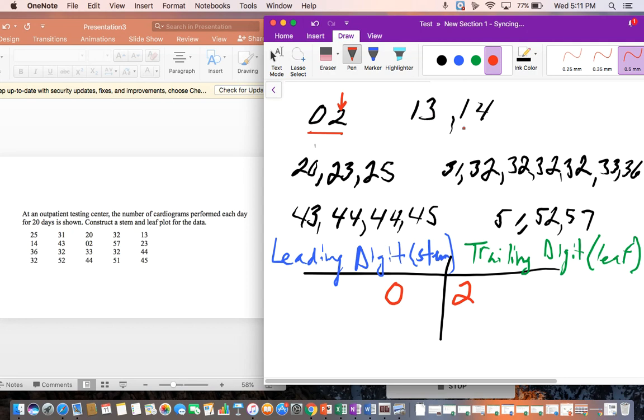For this one, both of their leading digits are 1, so we put the 1. And then our trailing digits are 3 and 4. We want it to be written in order as well. That's why this step, although it might not be mandatory, is helpful, because it's already written in numerical order. It makes it a little bit easier for us to draw this chart. So I'm going to go ahead and finish this chart right now.